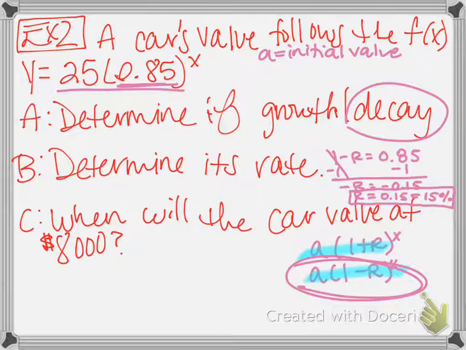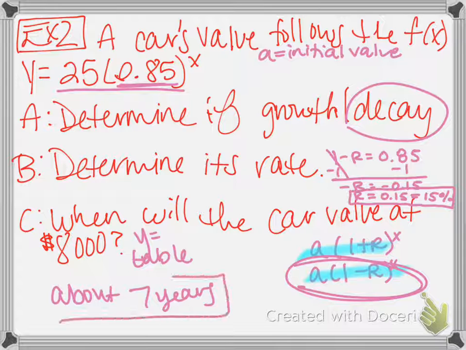The final thing is, when will the car value be at 8,000? Now, in class, all you had to do is go to your y equals in your calculator, type in the equation, and then you needed to go to the table. And the table actually shows you all the values. Now, I can't do it on here, but if you have your Texas Instrument, you can do the same sort of thing. And you should see that this is going to be at about 8,000 at about 7 years.